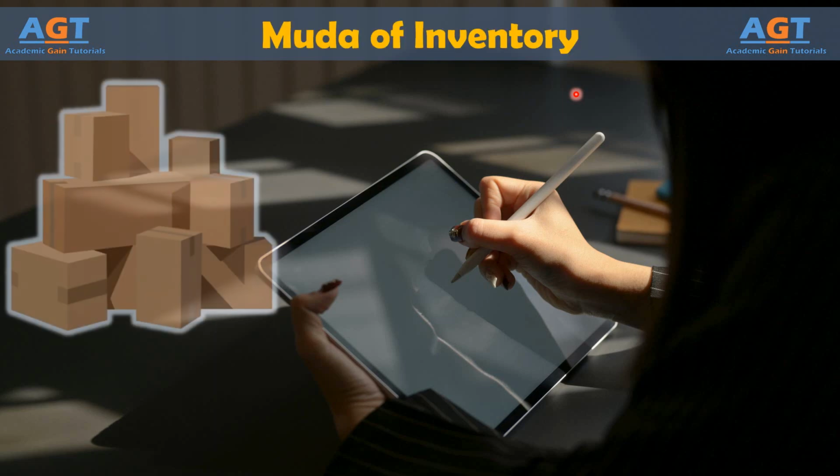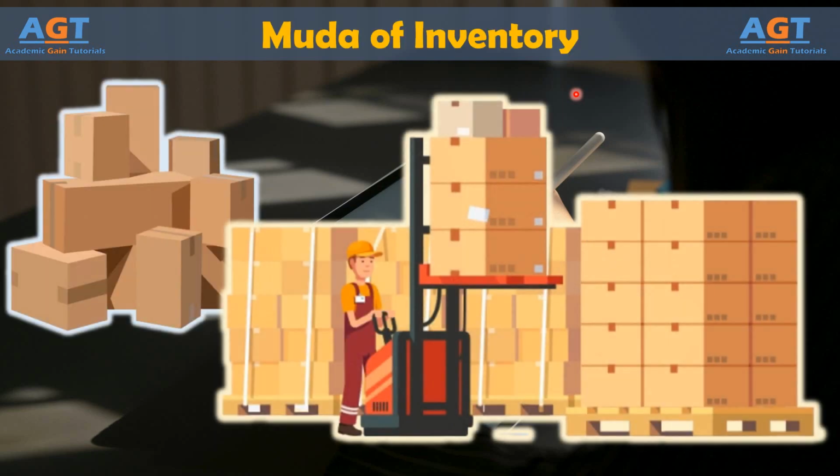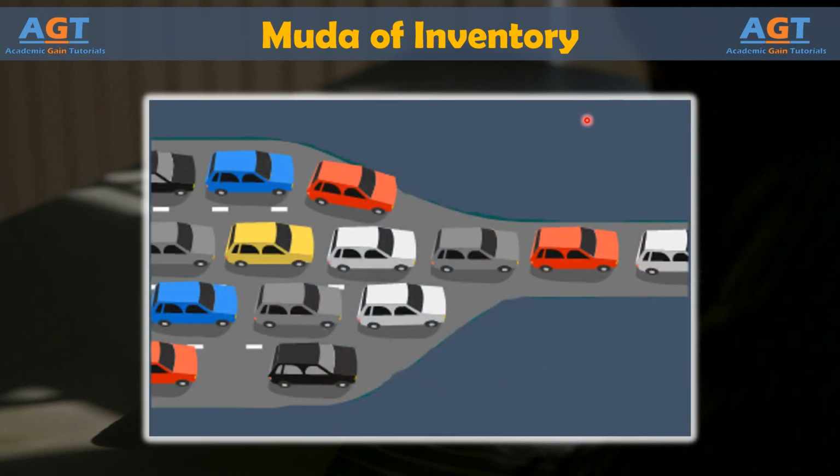Muda of inventory is similar to Muda of overproduction. In fact, overproduction can cause a waste of inventory. Muda of inventory occurs when materials or inputs stack up before a step in the process. This phenomenon is also called a bottleneck.